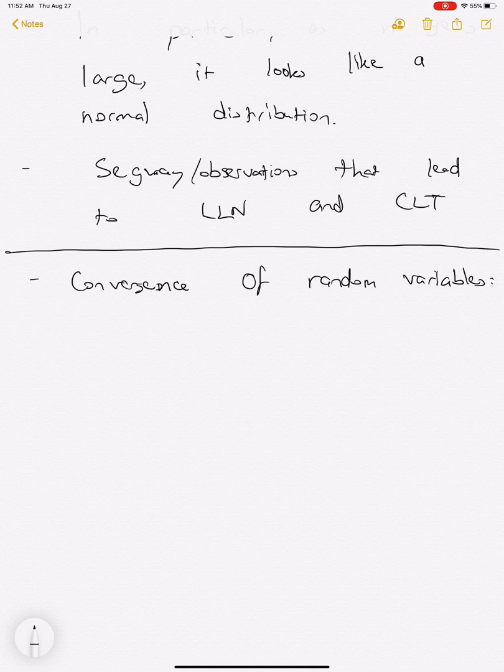So we're going to make these notions precise and give us the two really key results, I would say, in probability and statistics, which are the law of large numbers and the central limit theorem. We need to discuss this notion of convergence of random variables.